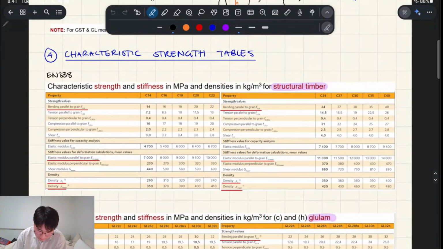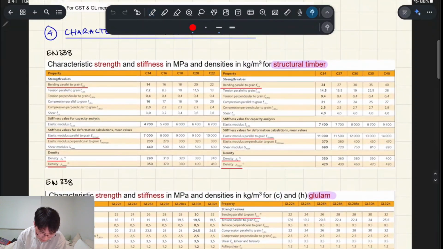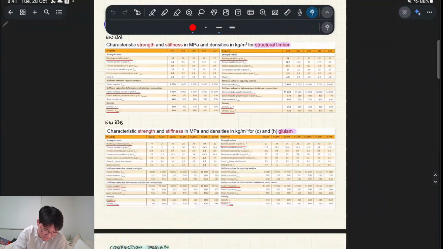Strength tables read pretty similarly to the Australian ones. I've highlighted the ones which you'll need later for your assignment. I think this one's for strength, and then these ones are kind of useful. This is for loads, and this one's for serviceability. So you'll need these ones.